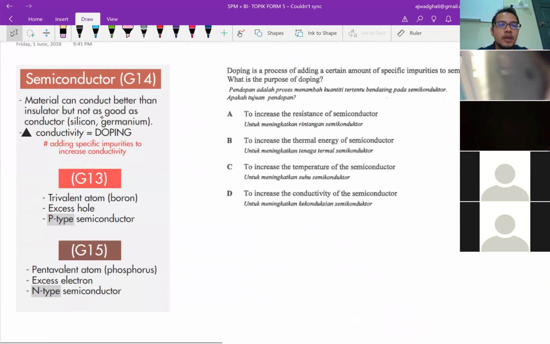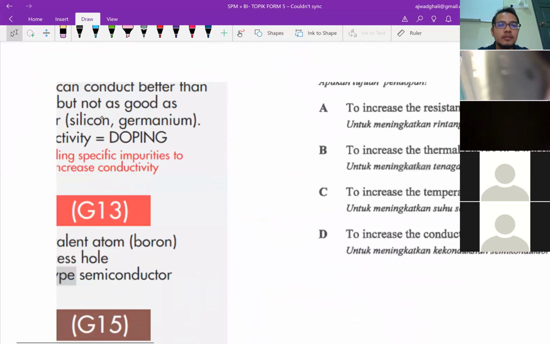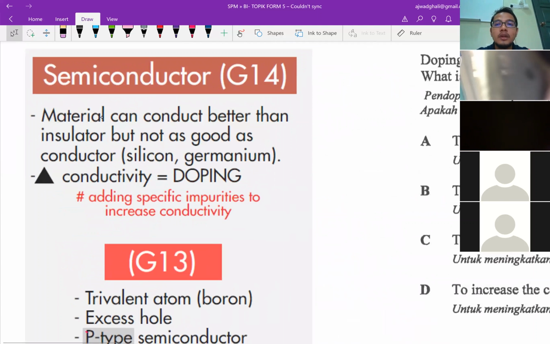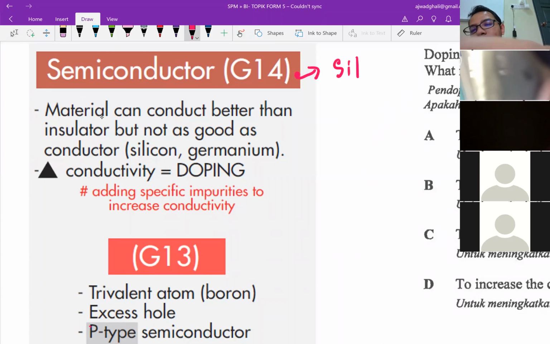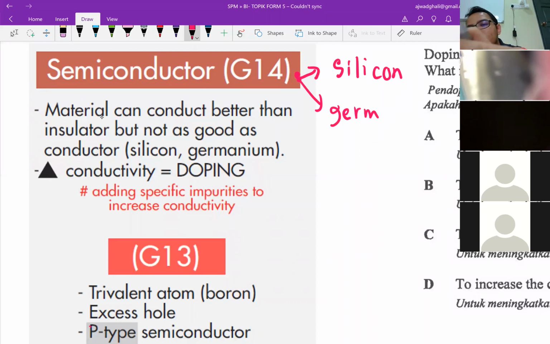Semiconductor. Basically, if you have a periodic table, semiconductors lie in group 14. Examples of semiconductors are silicon and also germanium. Both elements are in group 14 of the periodic table.